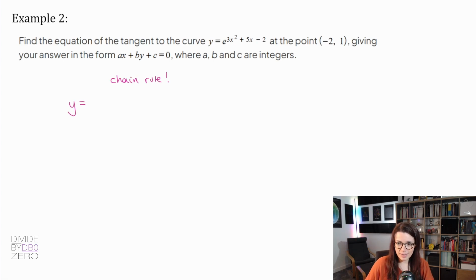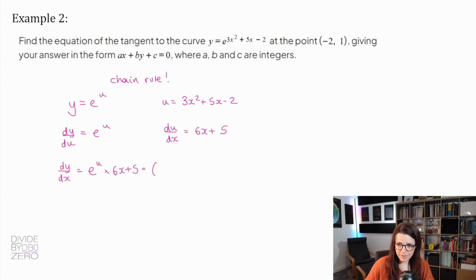I'd say y equals e to the power of u, where u is that quadratic function there. I differentiate both separately, as we do in the chain rule, and then I would times them together to get dy dx. Simplifying this, we could put the 6x plus 5 in the front and then e to the power of u, which is this. And that's our derivative. We can then use that to answer the question.